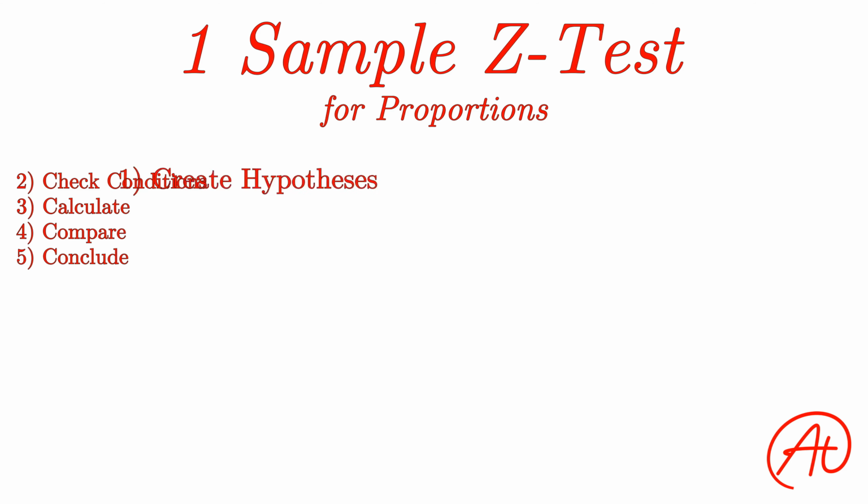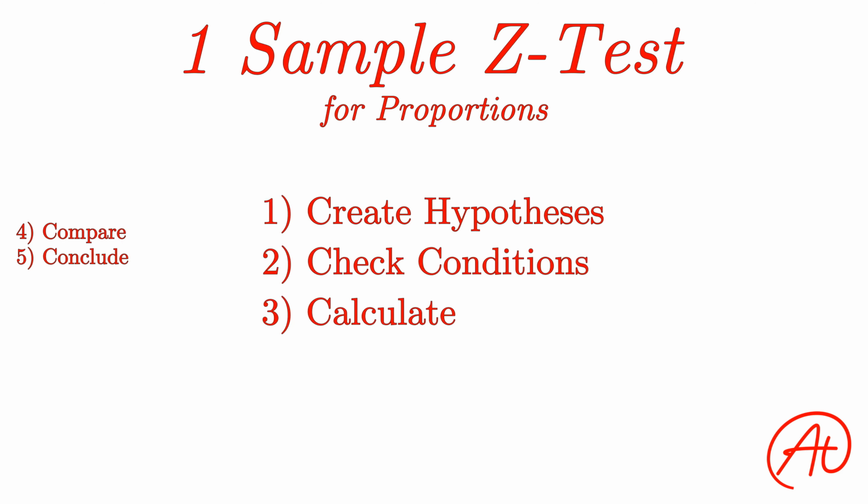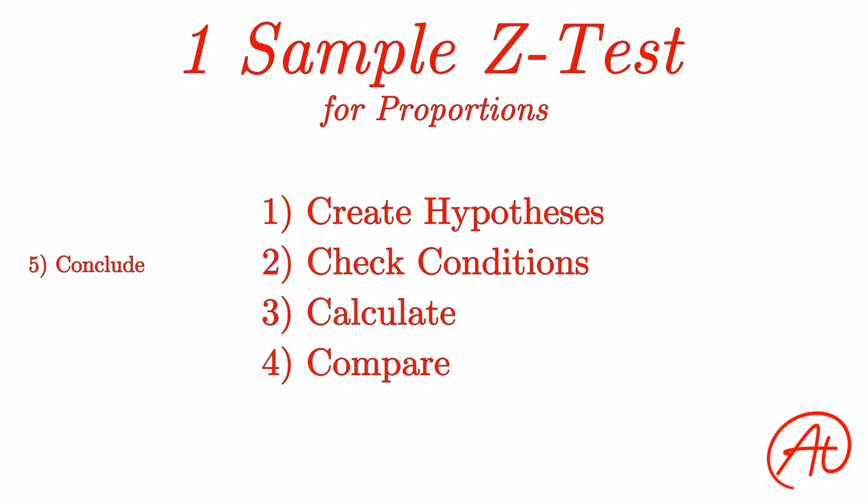First, we create our hypotheses, then check conditions, then calculate our test statistic and p-value, then compare those values to our critical or alpha value, and finally conclude based on our findings. In future videos, I will cover many more examples of this and other hypothesis test types as well.